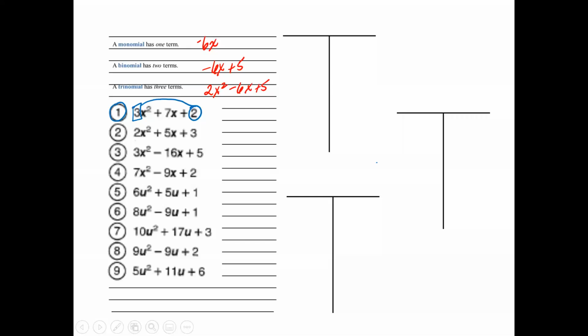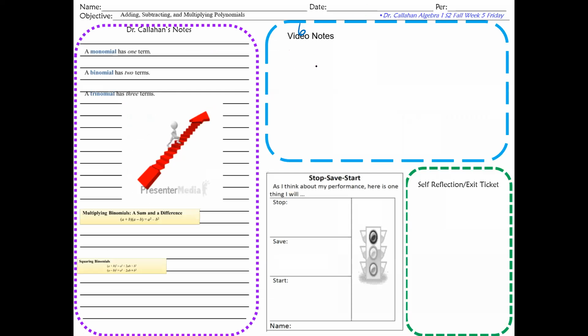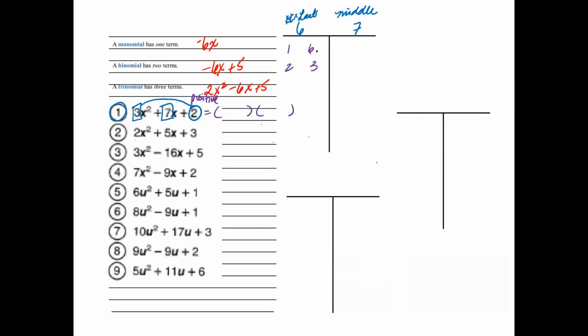All right, so let's go ahead and take a look at this then. The first number times the last number goes over here on the far left side. And 3 times 2 gives me a 6. So that's going to be 6. And then my middle number is going to be right here on the right. So then I look at this and ask, are you looking at positive numbers or negative numbers? Notice that everything is positive. So I'm going to look at 1 and 6, 2 and 3. Now, one of these is going to add up to a 7. So which one is it going to be? And yes, you guessed it, it's 1 and 6.